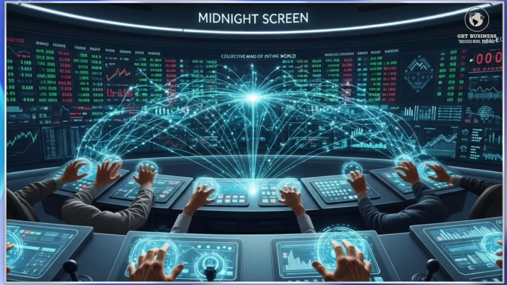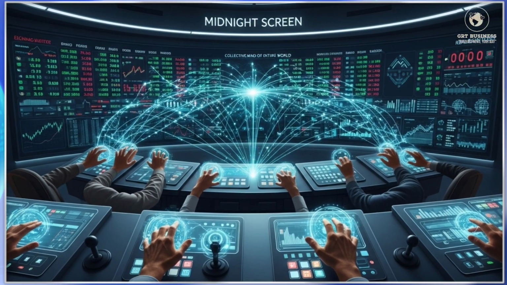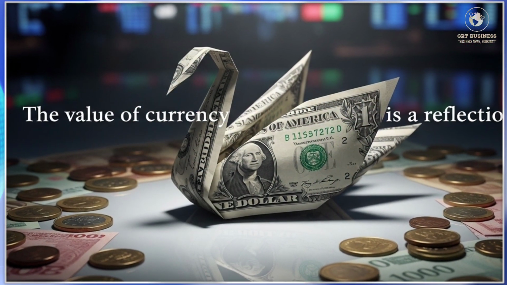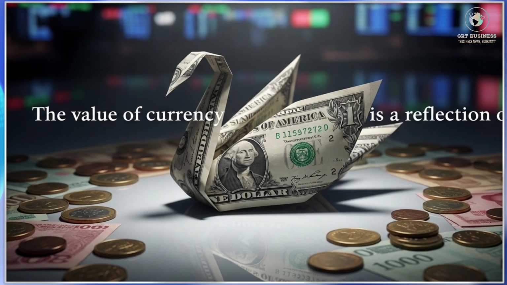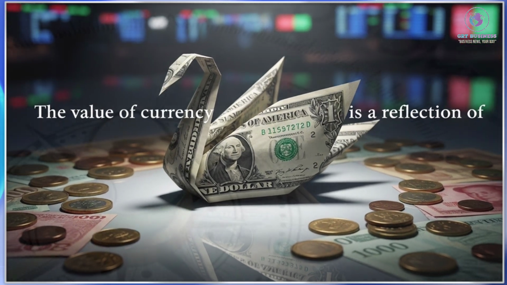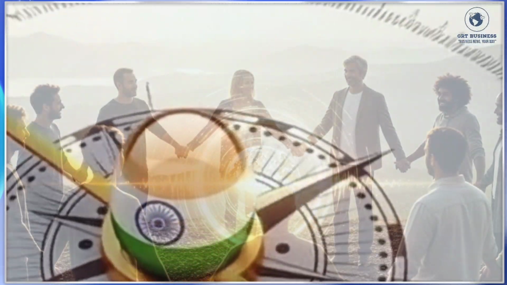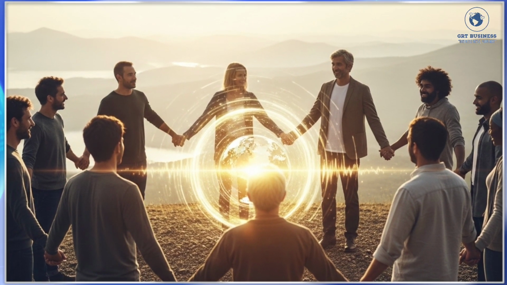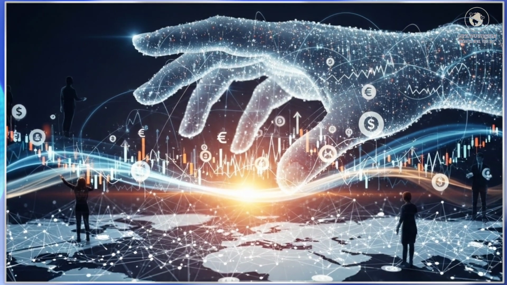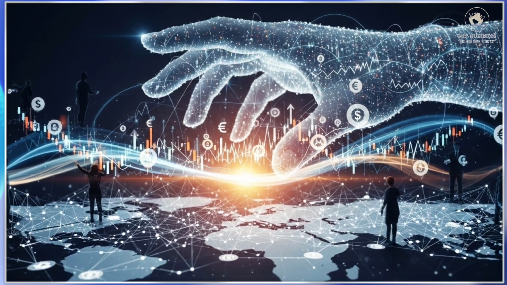In the end, let's return to that midnight screen where exchange rates were flashing. There isn't one single controller sitting there. It's the collective mind of the world at work. The value of a currency is a reflection of economic health, political stability, global trade dynamics, and investor sentiment. It's the modern version of the invisible hand. The next time you hear that the rupee strengthened or weakened against the dollar, understand that behind it are millions of transactions, decisions, and global forces.